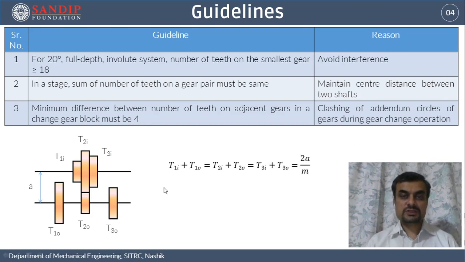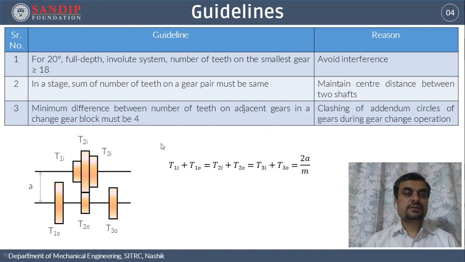So if we simplify this equation, we will get T1i plus T1o equal to T2i plus T2o equal to T3i plus T3o is equal to 2a by m. This is the mathematical proof with the help of which we can state the second guideline.